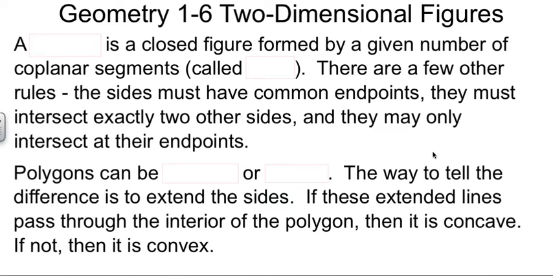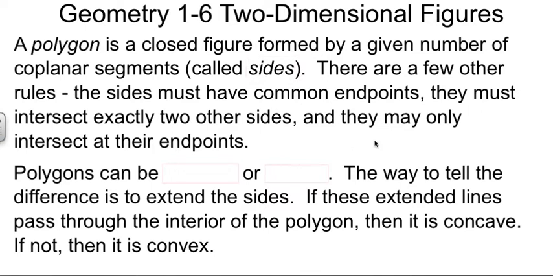This is Geometry, Chapter 1, Section 6, in which we will be discussing two-dimensional figures. First term we need to learn about is what we call a polygon. All a polygon is, is a closed figure formed of a given number of coplanar segments. Those segments we call sides.